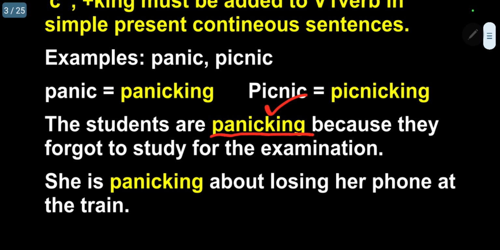The next one, second example: She is panicking about losing her phone on the train. She is panicking about losing her phone on the train. That is, ட்ரெயினில் தவறவிட்ட போனை நினைத்து அவள் she is panicking. அவள் பயந்து கொண்டிருக்கிறாள்.